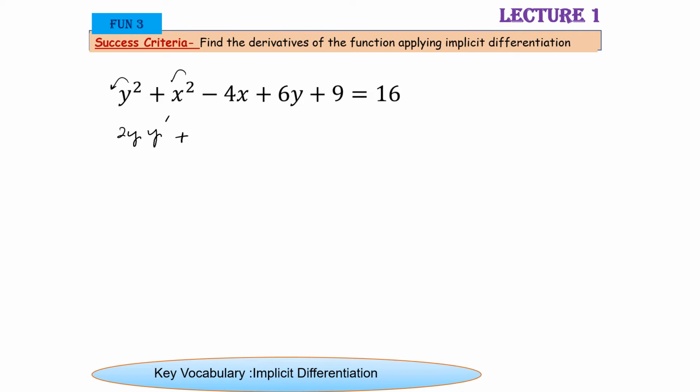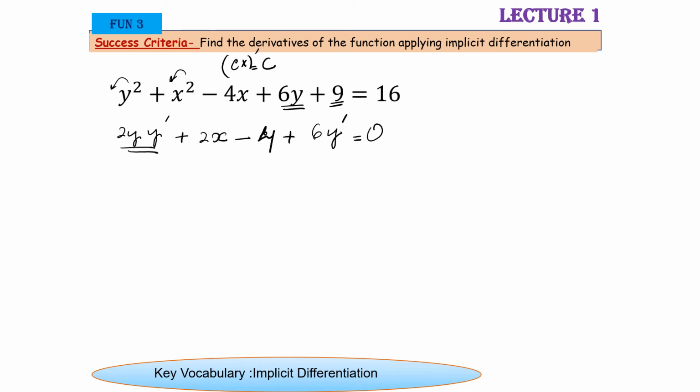Plus the derivative of x squared will be 2x, minus the derivative of 4x. Using the formula that the derivative of cx is c, it gives you 4 only. Plus, same with 6y, it will give you 6, but the derivative of y is y prime, not 1. The derivative of 9 is 0, so no need to write the 0, and the derivative of 16 is also 0.